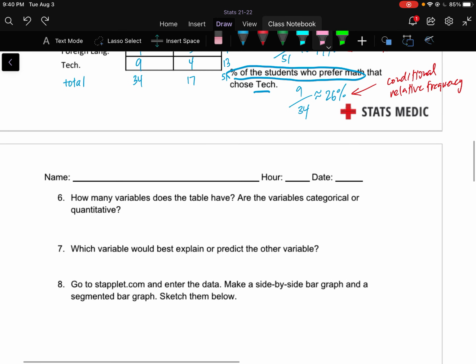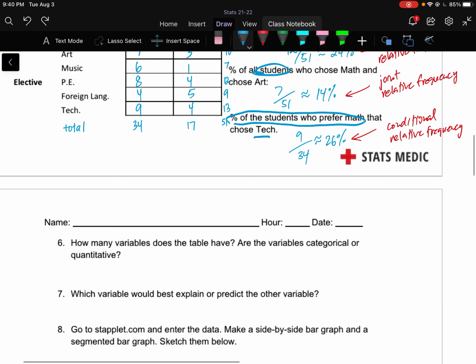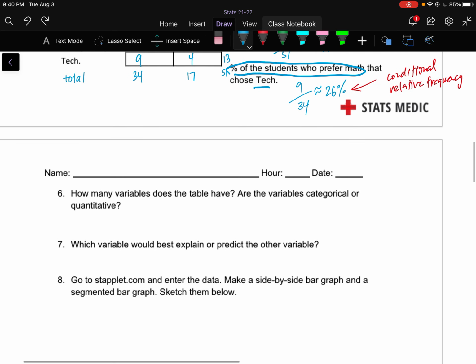Okay, question number 6. How many variables does the table have? Are the variables categorical or quantitative? Right. So that table there has just 2 variables, right? Favorite core class and favorite elective. So there are 2 variables, which are favorite core class and favorite elective.